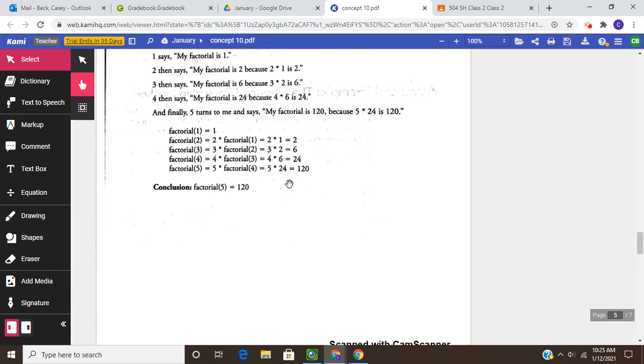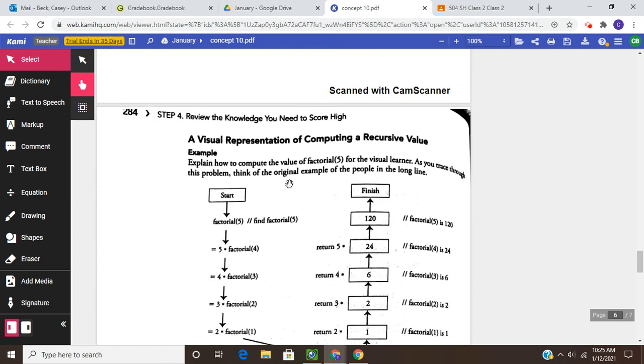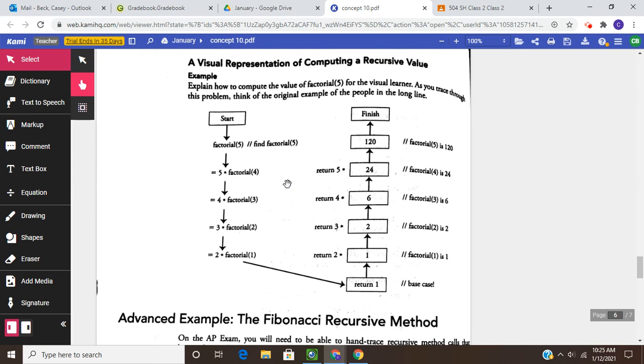For hand tracing recursion methods, you do need to write a lot. You need to write out this process the way up and the way down. You're going to take up a lot of space writing it. Don't think you can get through a recursion problem without hand tracing and writing a lot. So here's a visual representation of computing a recursive method.